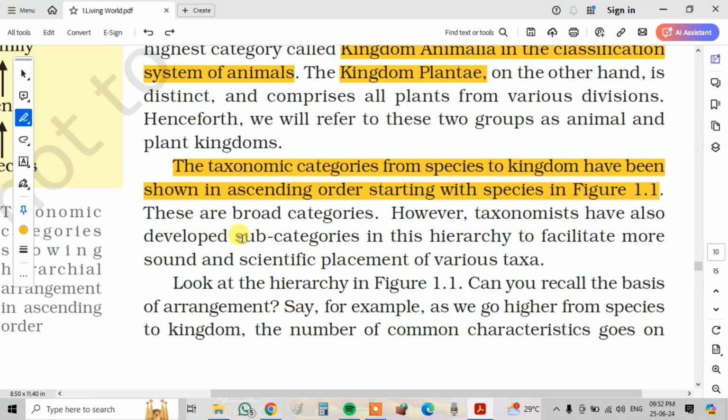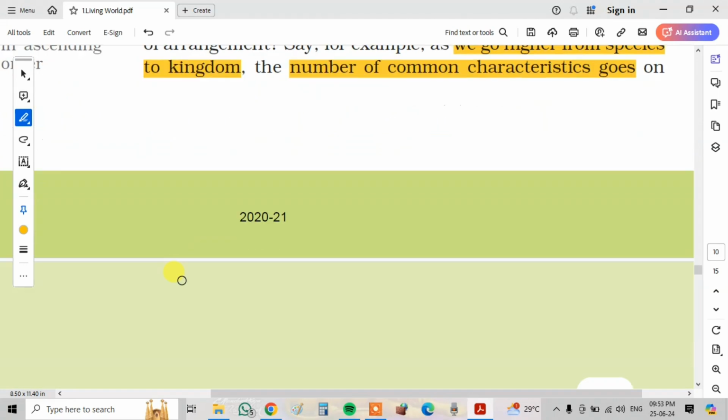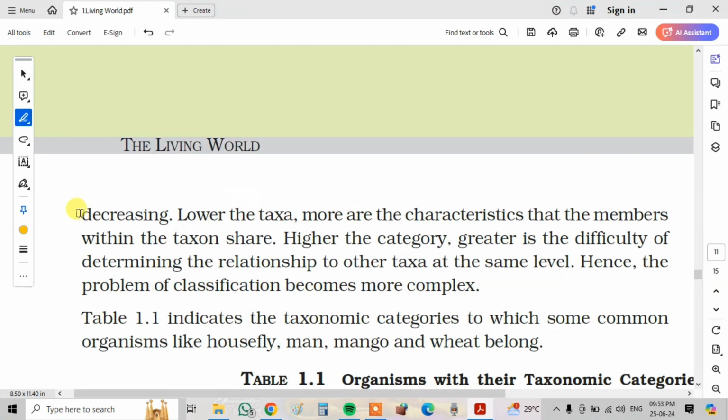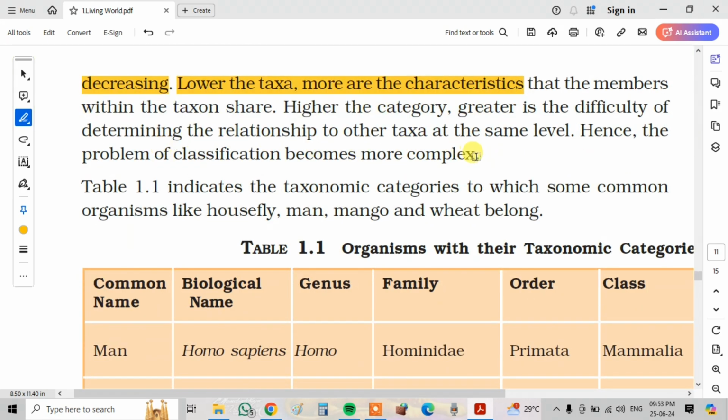They are broadly categorized. However, taxonomists have also introduced subcategories in the hierarchy to facilitate more sound and scientific placement of various taxa. Look at the hierarchy in the figure. You can recall the basis of arrangement. For example, as we go higher from species to kingdom, the number of common characters goes on decreasing. The lower the taxa, the more are the characteristics that the members within the taxon share. The higher the category, the greater is the difficulty of determining the relationship to other taxa at the same level. Hence, the problem of classification has become more complex.